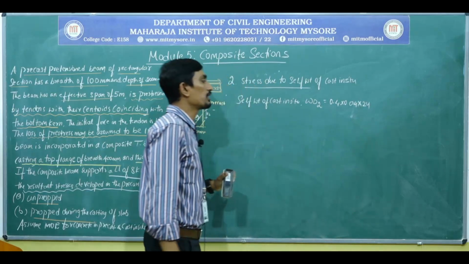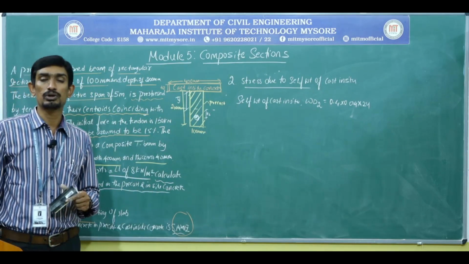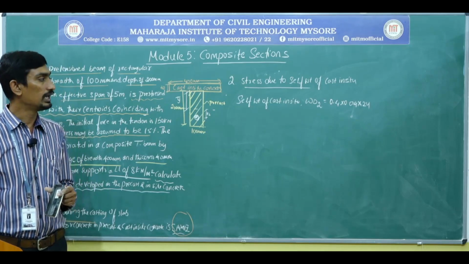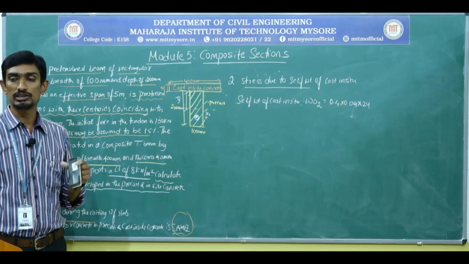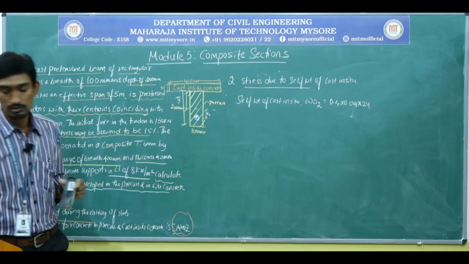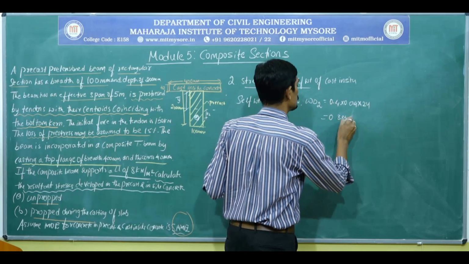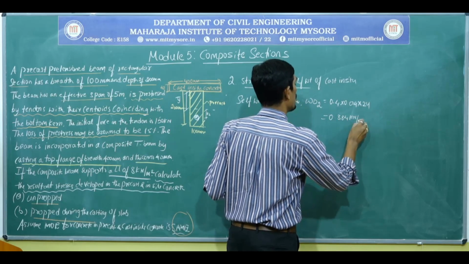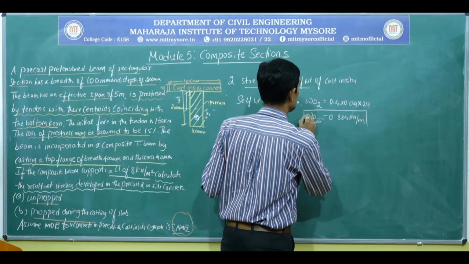Why have I converted to meter? Because I require the answer in kilonewton per meter, and also the density of concrete has been substituted in kilonewton per meter cube. So these things are very, very important. So now 0.384 kilonewton per meter will be your WD2.